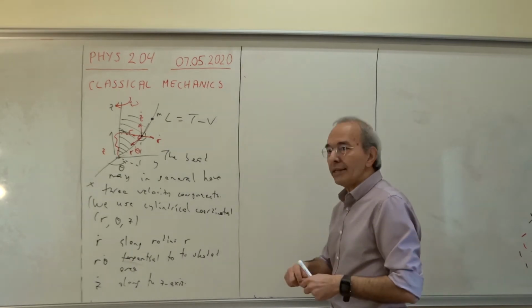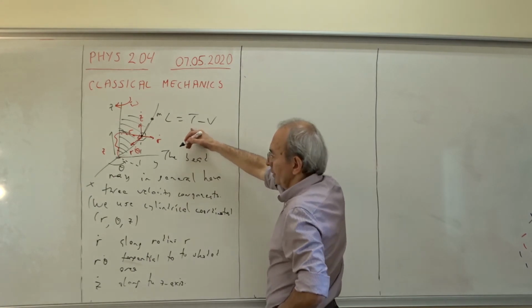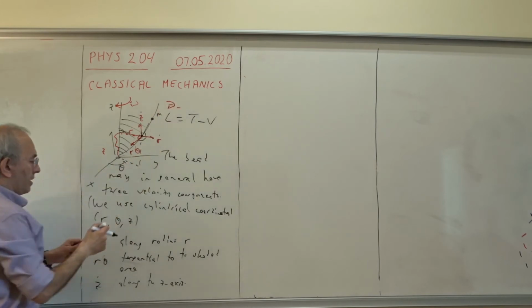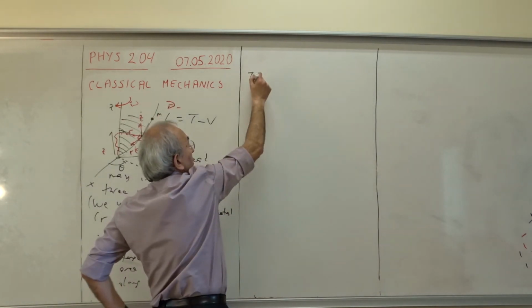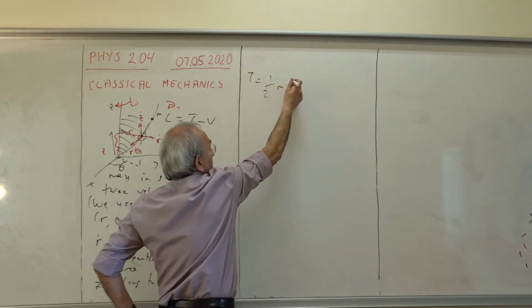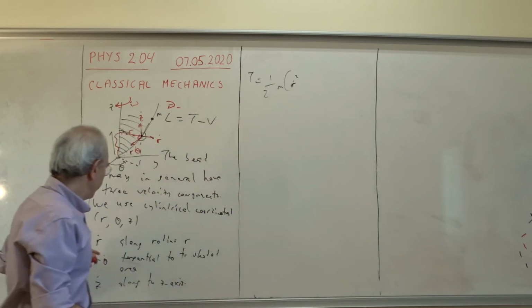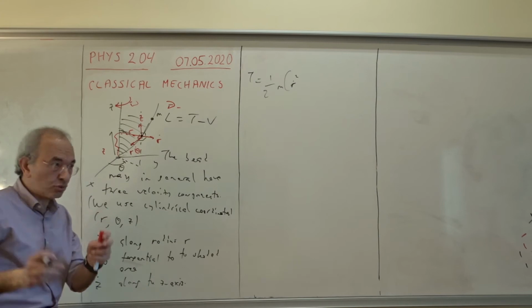So, L is T minus V. What is T? Then kinetic energy. So we are now talking about, let's say, part A. The kinetic energy is 1/2 m multiplied by the first component squared plus the second component squared plus the third component squared.